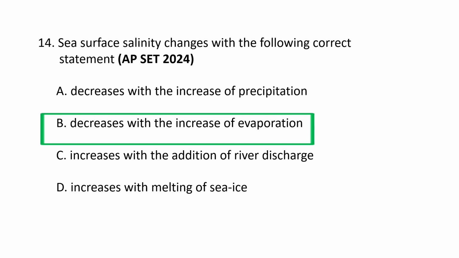Sea surface salinity is primarily affected by evaporation and precipitation, with high evaporation and low precipitation leading to increased salinity and vice versa. Ocean currents mix waters and redistribute salts, and freshwater input from the rivers or melting ice gradually decreases the salinity. So high temperatures can increase evaporation, and temperature, salinity, and density are interrelated, with changes in one affecting the others. So sea surface salinity changes, decreases with the increase of evaporation. Next question.